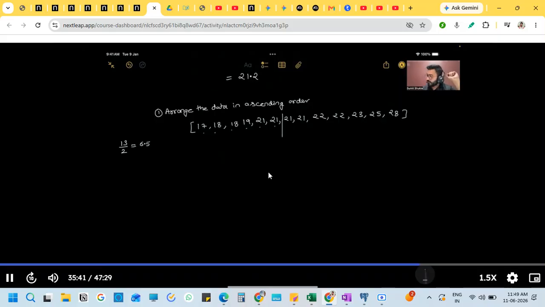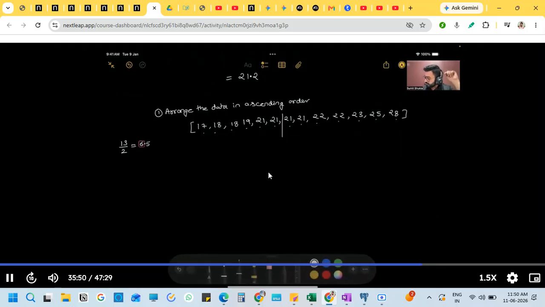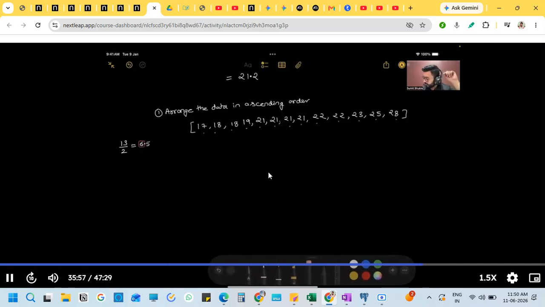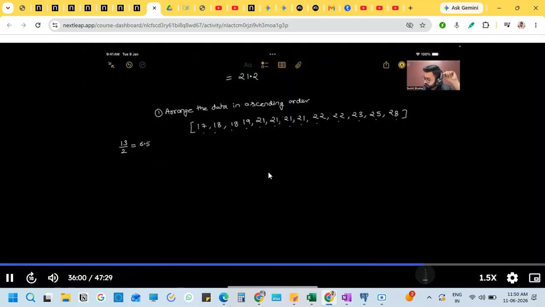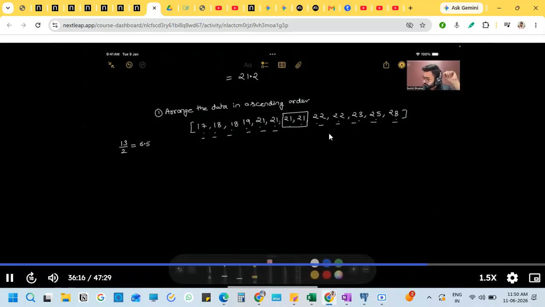So 1, 2, 3, 4, 5, 6, and this is the middle value. Then 1, 2, 3, 4, 5, 6, 7. Now 6.5 is the middle value. That basically means it's not over here, but it is actually the mid of these two values, right? So we have 1, 2, 3, 4, 5, 6 over here. Oh, okay. No, that's the seventh value, I think.